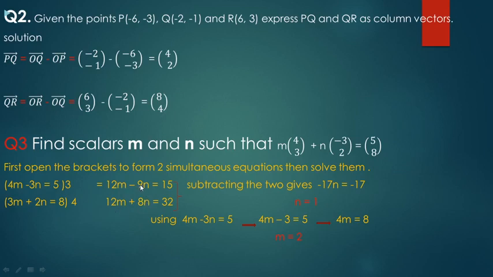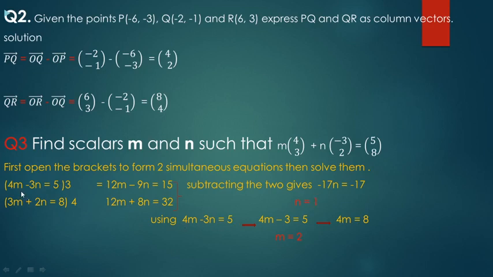Then I'll have negative 9n minus 8n, which gives you negative 17n. So negative 17n equals 15 minus 32, which is also negative 17. So negative 17n equals negative 17. We divide by negative 17 on both sides, and it will give you n equals 1. So you come up with your n as 1.